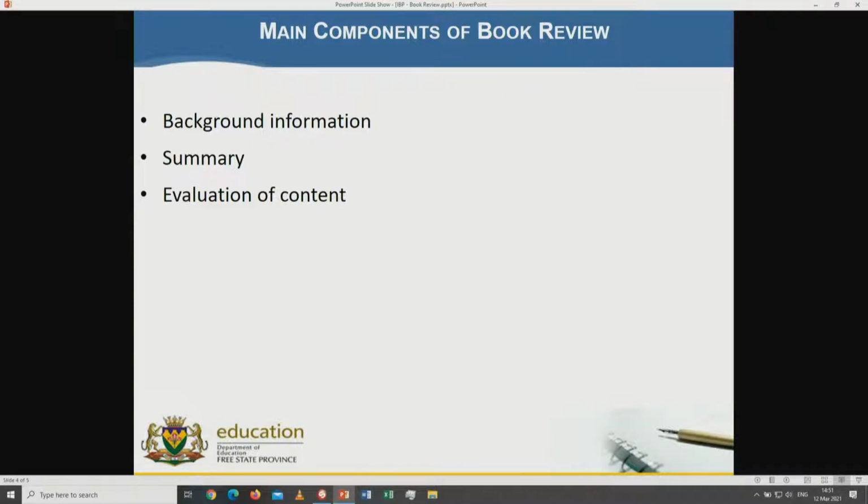The last bullet on this one is evaluation of content. Now the question I may ask in this instance is, who is going to evaluate the content? The writer of the book review, who is a learner, is the one who is going to evaluate content.